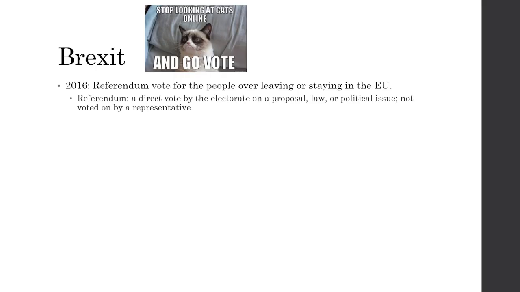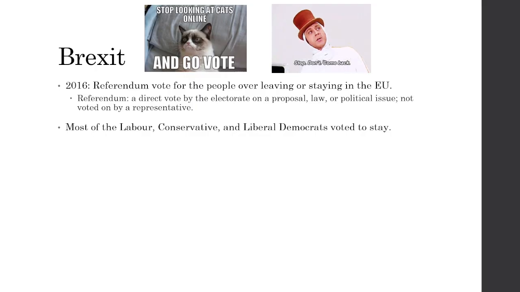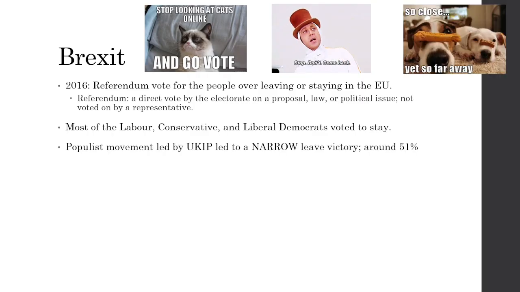And remember, you know this, a referendum is a direct vote by the electorate on a proposal, law, or political issue. Electorate is just, citizens. And they're not voted on by a representative. So, for the most part, most of the Labour, Conservative, and Liberal Democrats, the major parties in the UK, voted to stay. And the Independence Party voted to leave. And this populist movement led to them having a very, very narrow victory. 51% of the referendum votes voted to leave.